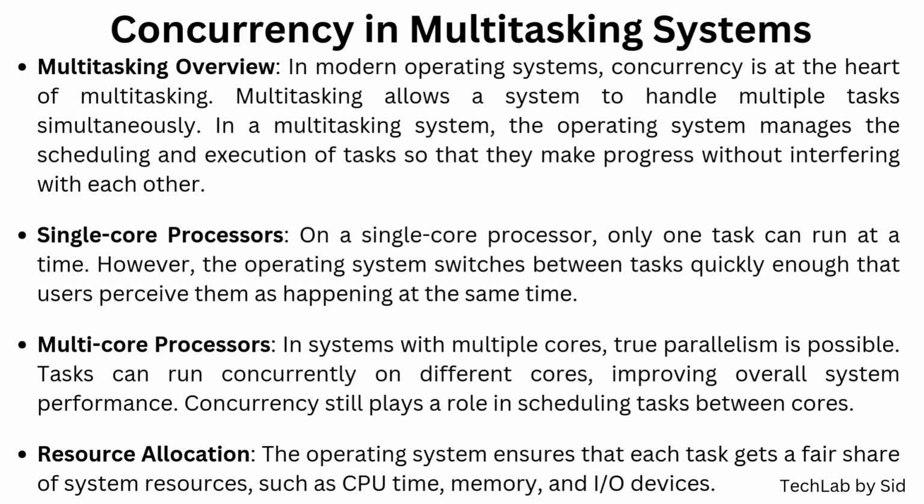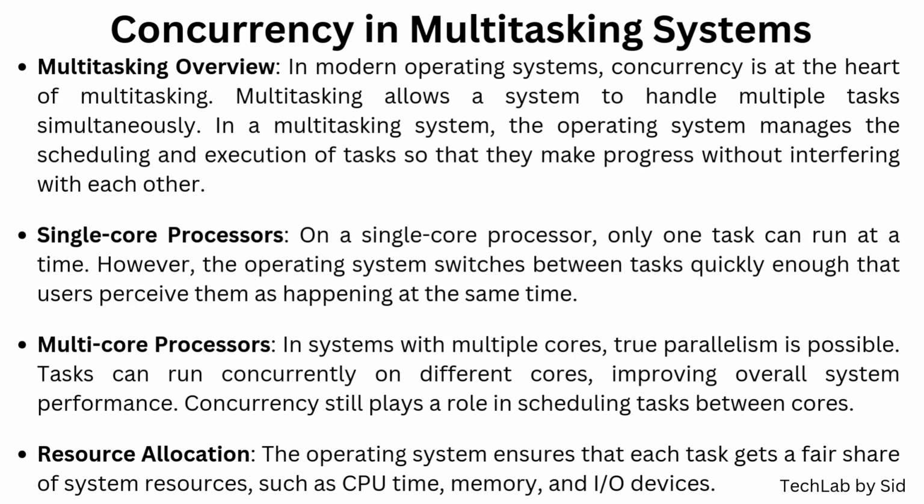Single-core processors and task switching. On a single-core processor, only one task can run at any given moment. However, the operating system makes it appear as if multiple tasks are happening simultaneously by rapidly switching between them. This process happens so quickly that users don't notice the brief interruptions, allowing for smooth multitasking despite the hardware's limitations. It's a clever way to maximize the use of the processor's power, giving the illusion of concurrent execution.